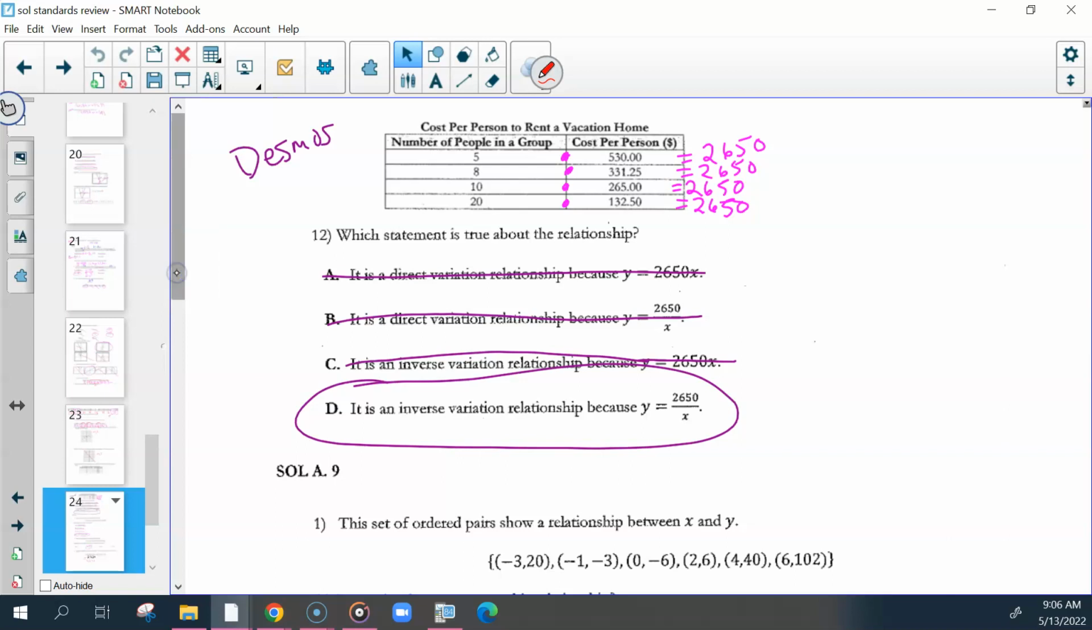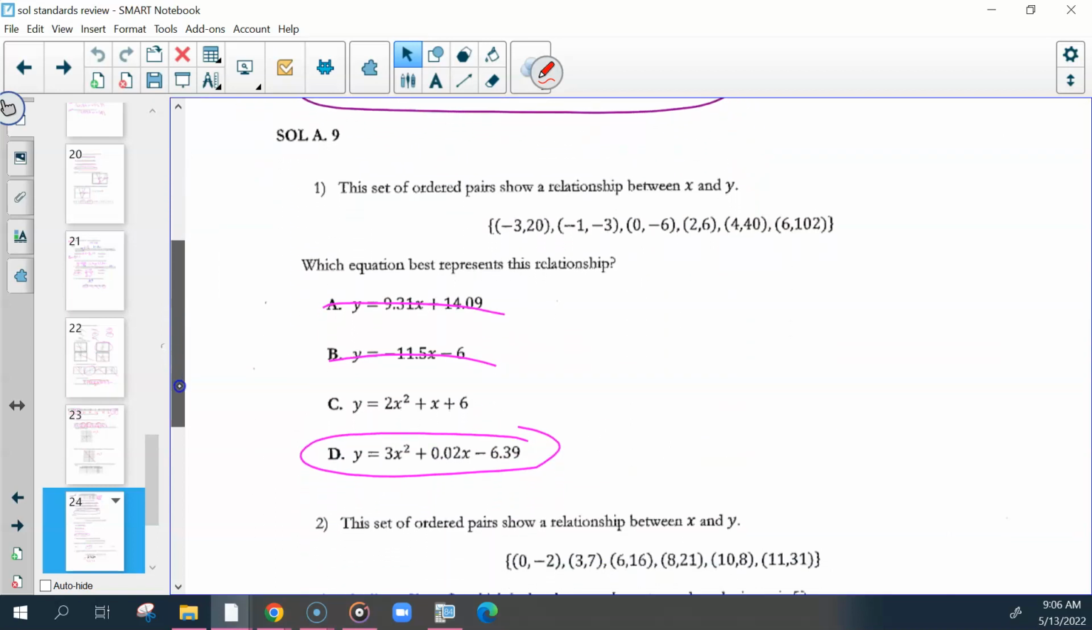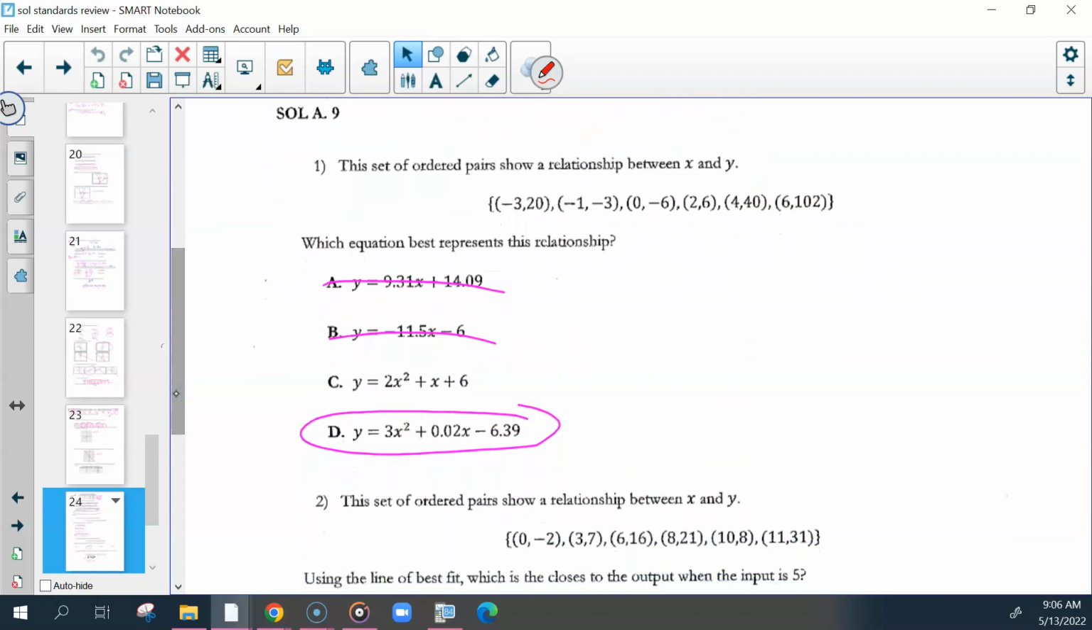Then we get into the last one, SOL A9, which is all about line/curve of best fit. So I have all of these up here in Desmos, and I will show you very briefly how I got the answers. But for number one, put these in your table, and it's asking which best represents this equation. When I put these in, it curved, so that means A and B could be eliminated because those were lines. So it has to be C or D.